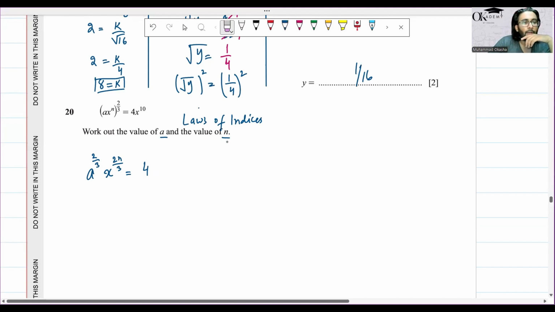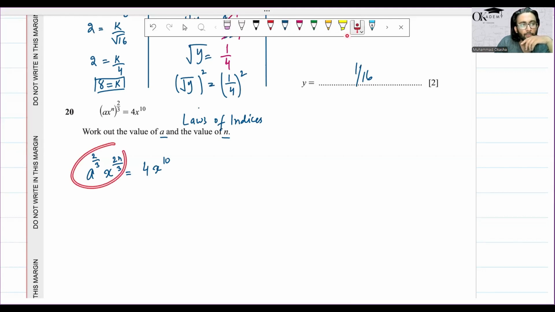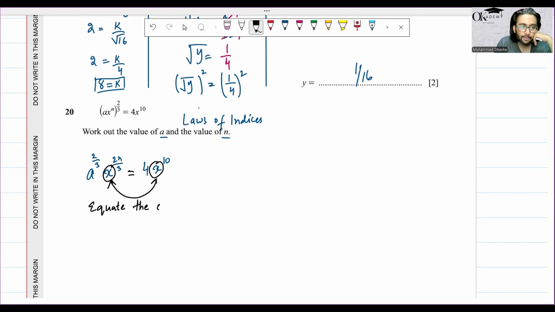Okay. Now, if you notice, since the two entities are equal to each other, which means x is equal to x, right? So if the bases are the same, you can equate their exponents. These exponents must also be equal to each other.